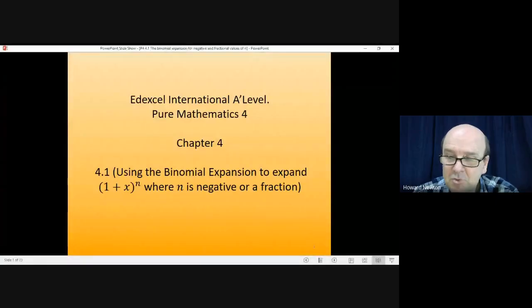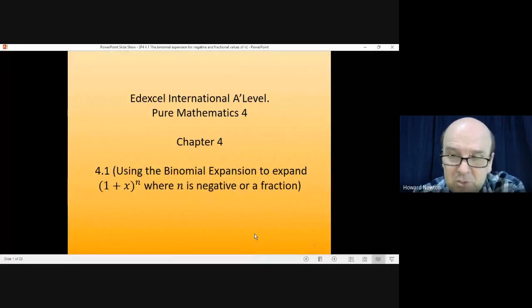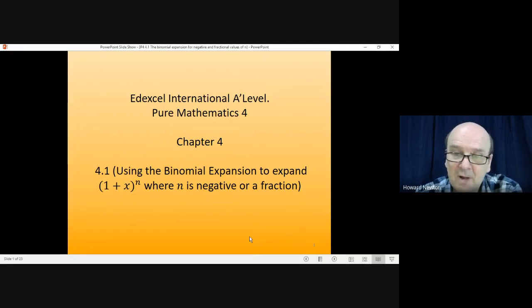And in this lesson, we're on Chapter 4, 4.1, and how you use the binomial expansion to expand expressions of the form 1 plus x to the n, where n is negative or a fraction.